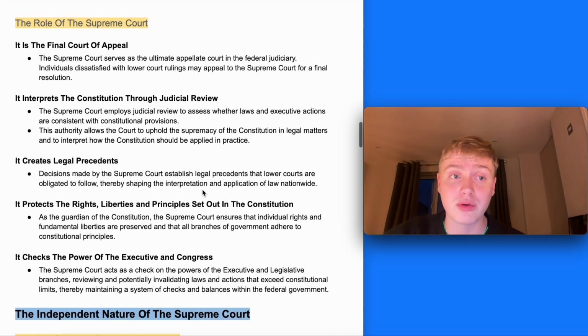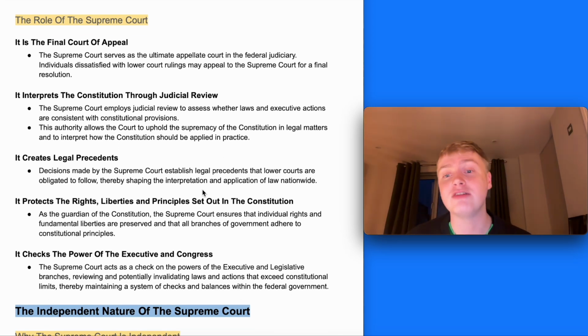In terms of the role of the Supreme Court, we're going to look at 5 key roles of the Supreme Court. So firstly, as we talked about, it is the final court of appeal. So individuals dissatisfied with lower court rulings can appeal to the Supreme Court and they give the final resolution, and they're ultimately then the final arbiter of interpreting the Constitution and the law in the United States.